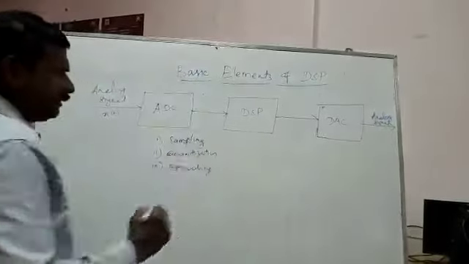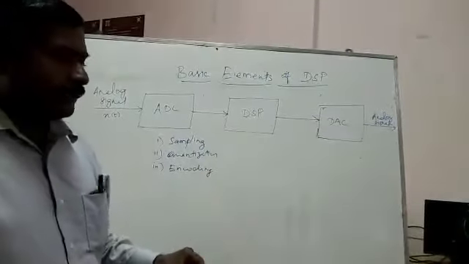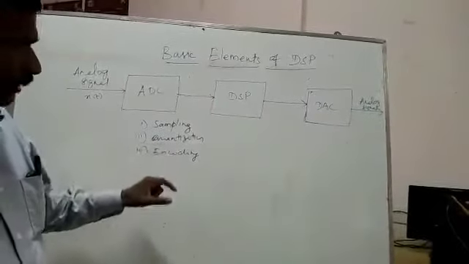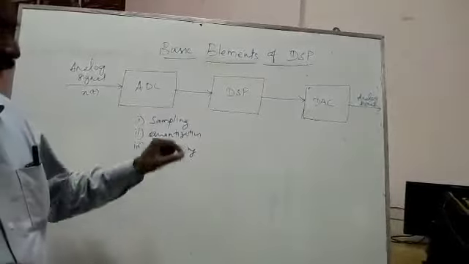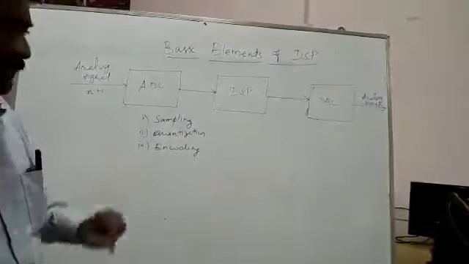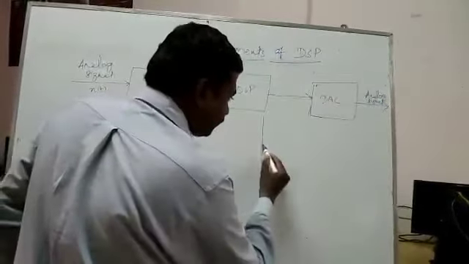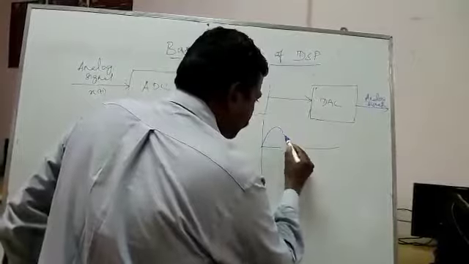So in the morning class, we have seen these three steps orally. In order to explain with the help of the block diagram, I hereby capture this video and I will post it in our Google Classroom. So the first step in ADC is sampling, which is used for converting an analog signal into a digital signal.